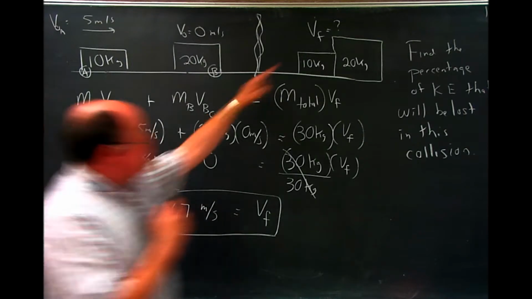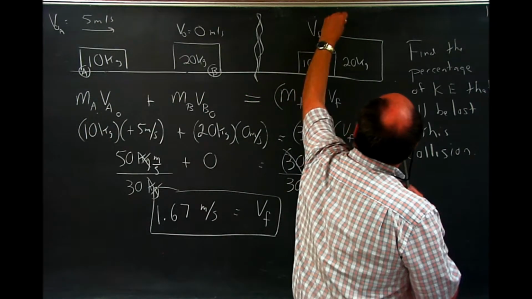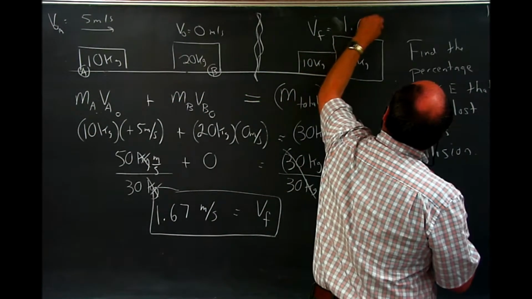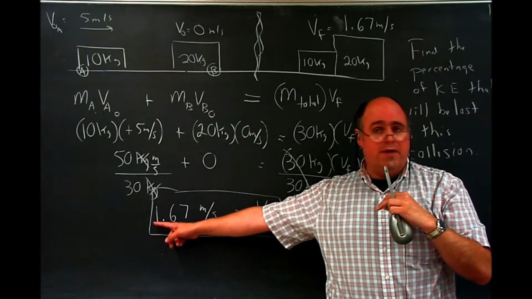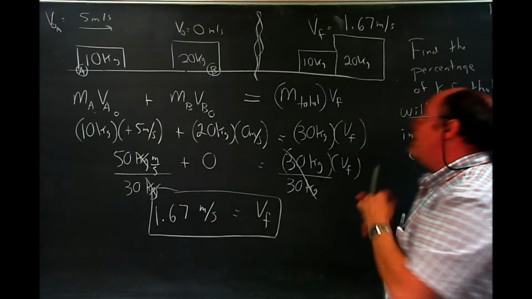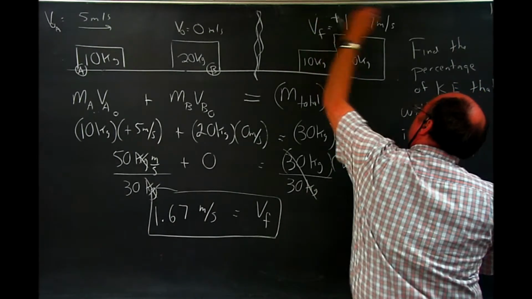So this whole thing will be moving with a speed of 1.67, because the number they gave you is implied to have a positive sign in front. It's moving to the right, so I'll put a positive sign there. It's going to the right.